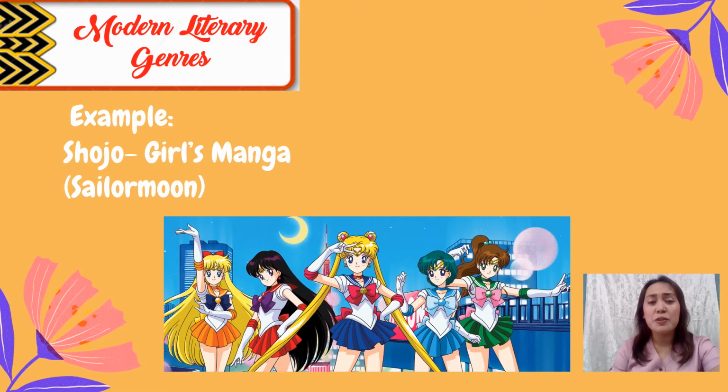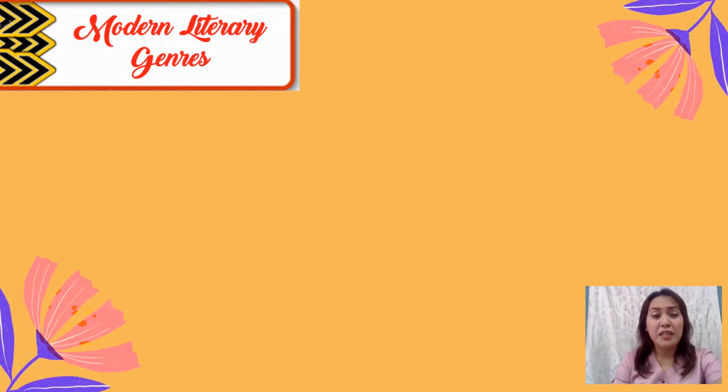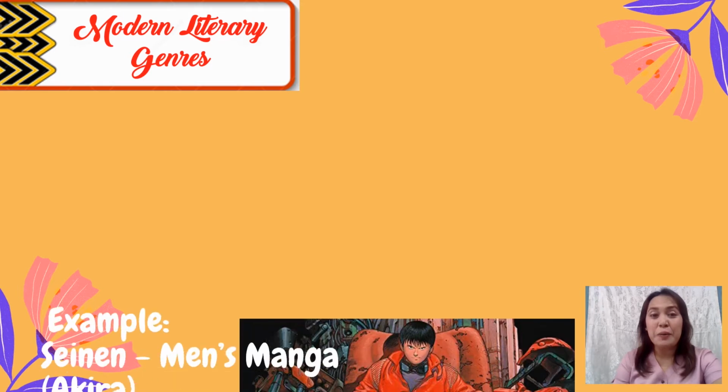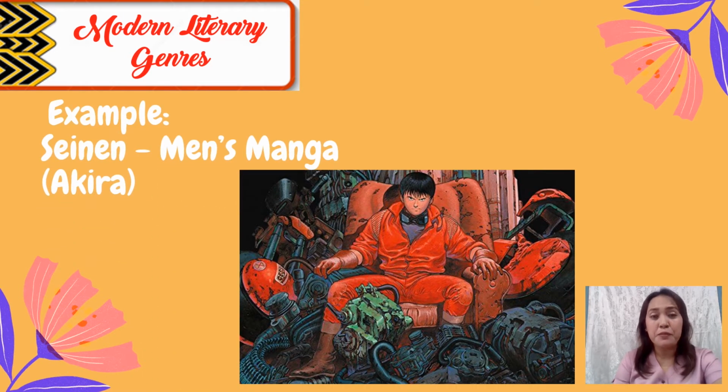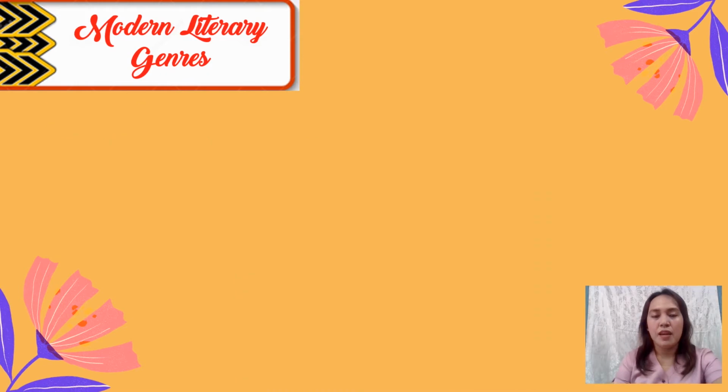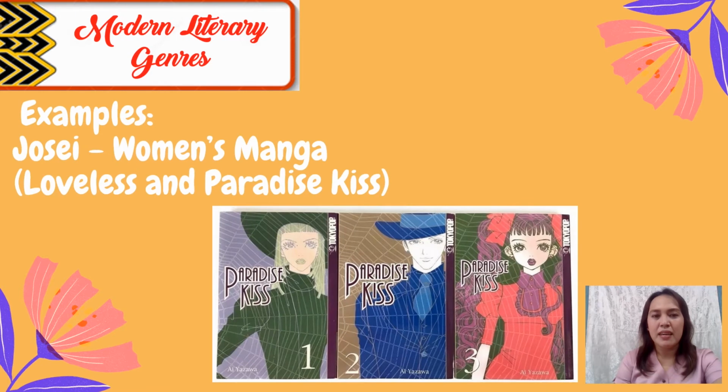Does it ring a bell to our batang 90s out there? One of the most famous examples of shoujo is Sailor Moon. The third type of manga is seinen or men's manga, example of which is Akira. The fourth type of manga is josei or women's manga. Examples are Loveless and Paradise Kiss.